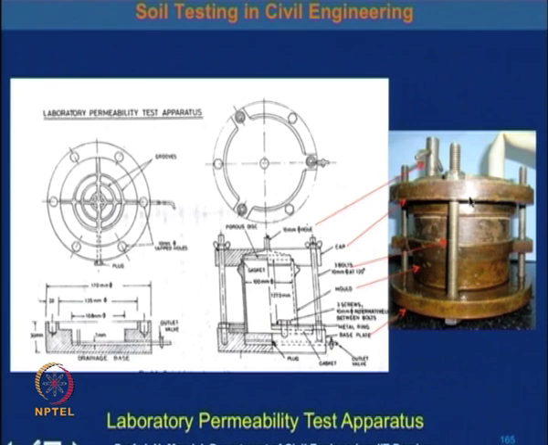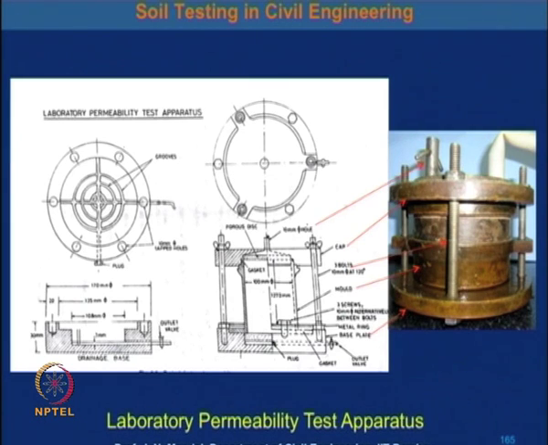This is the laboratory permeability test apparatus, and details are also given here. This is the plug, and this is the gasket. This is the valve. This is the metal ring, and these are the mold.